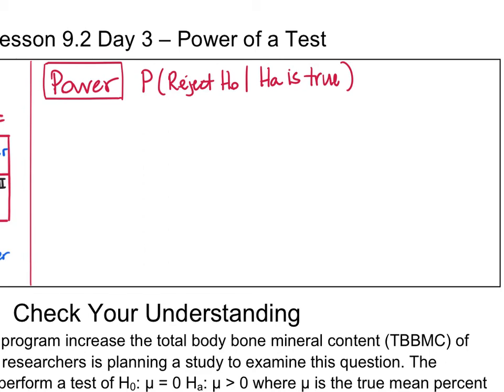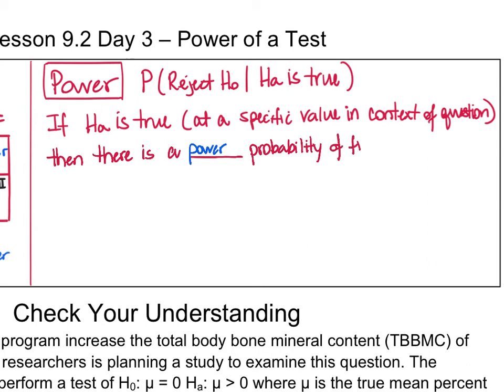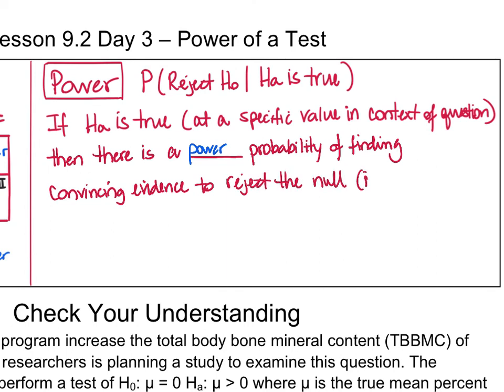And the way that we would interpret this is, if the alternative hypothesis is true at a specific value in the context of the question, then there is, and this is where the power comes in, whatever the power is, probability of finding convincing evidence to reject the null, again, in context.